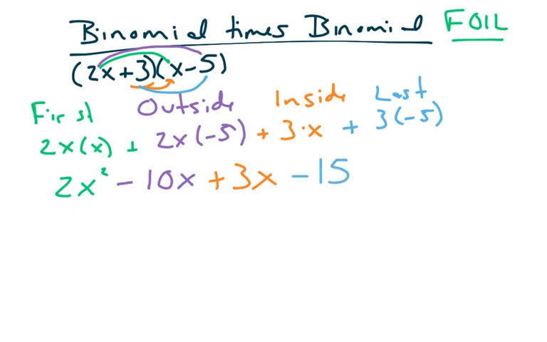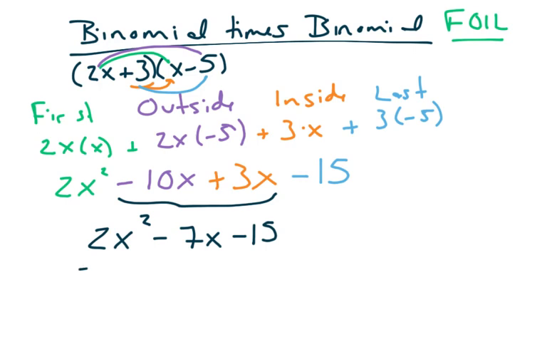Now you'll notice that when you do your multiplying, the inside terms, the O and I of FOIL, are like terms. With these being like terms, you can combine those, and your final answer will be 2x squared, negative 10x plus 3x is going to give me negative 7x, minus 15. So when you take a binomial times a binomial, oftentimes your result will be a trinomial.